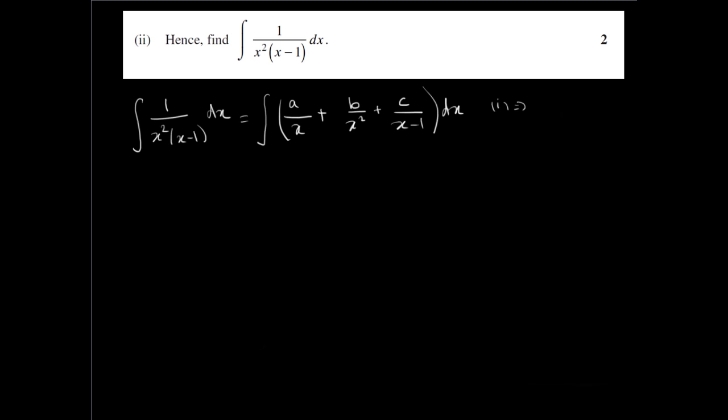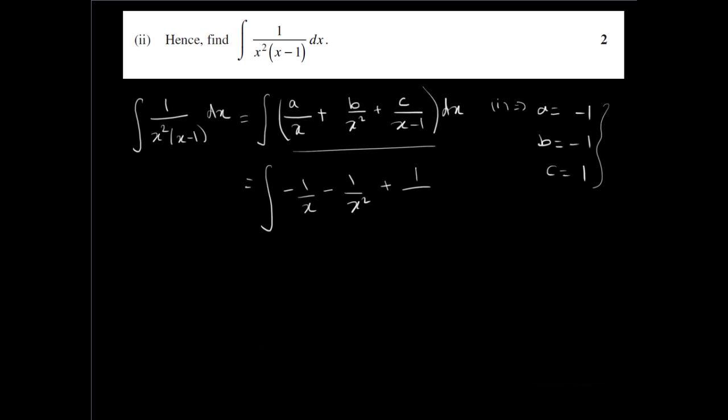Okay, so part 2 of question C is asking us to find, given what we've done in part 1, the integral dx. We know that this expression can be written as the integral of a on x plus b on x squared plus c on x minus 1 dx. And from part 1 we learned that a equals minus 1, b equals minus 1, and c is 1. Substituting these values, I can rewrite the integral as minus 1 on x minus 1 on x squared plus 1 on x minus 1. So that makes it a lot easier now.